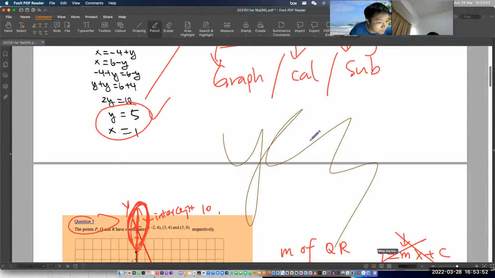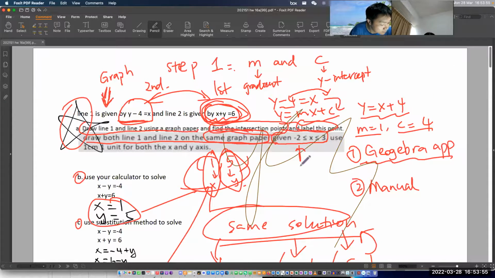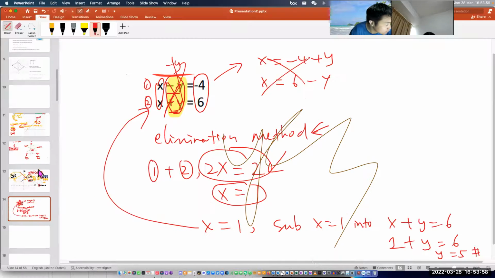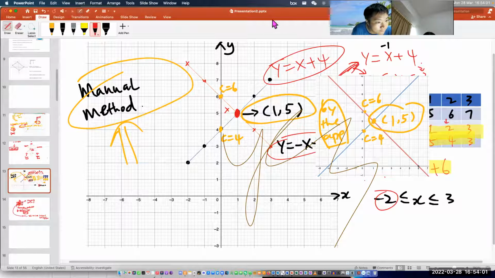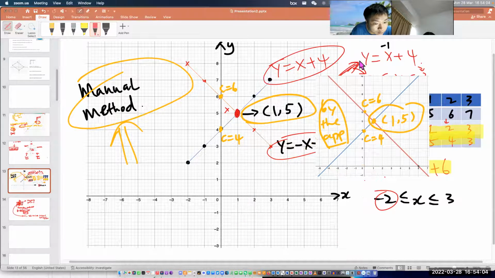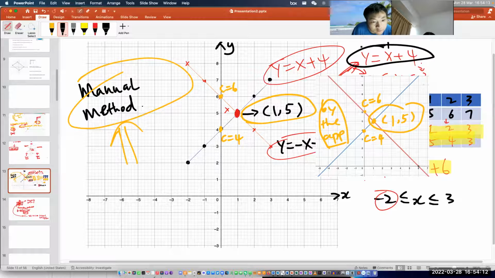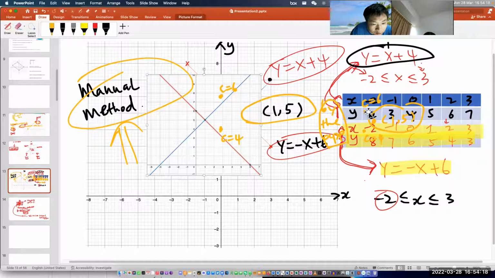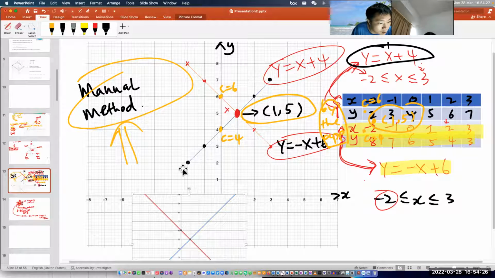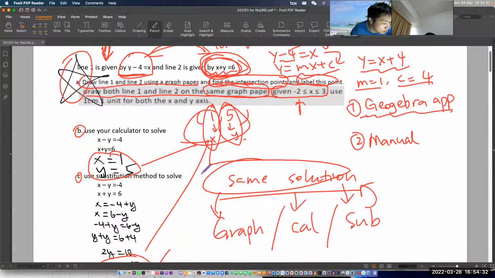So you compare this question to our first question here. First we start off with the equation, line 1, and then we get our table out, the X and Y table here. Once we get the table, we get the points out. And once we get the points out, we link them up and we get the line.